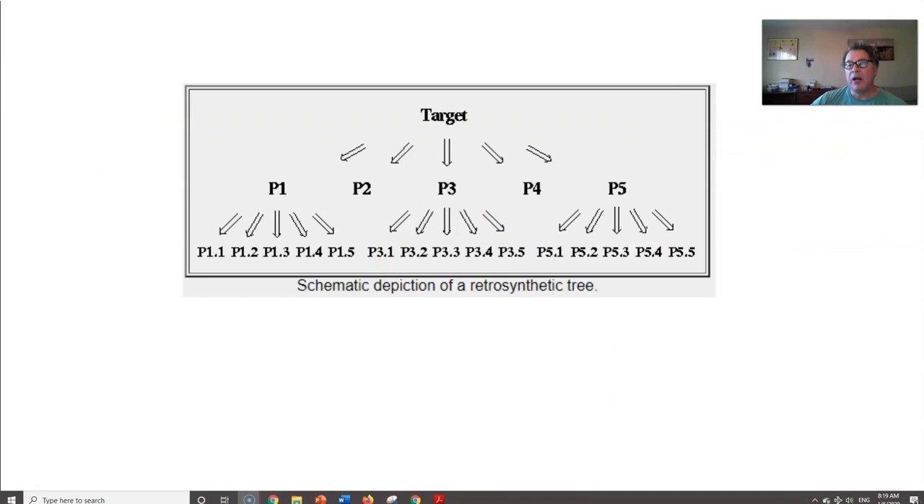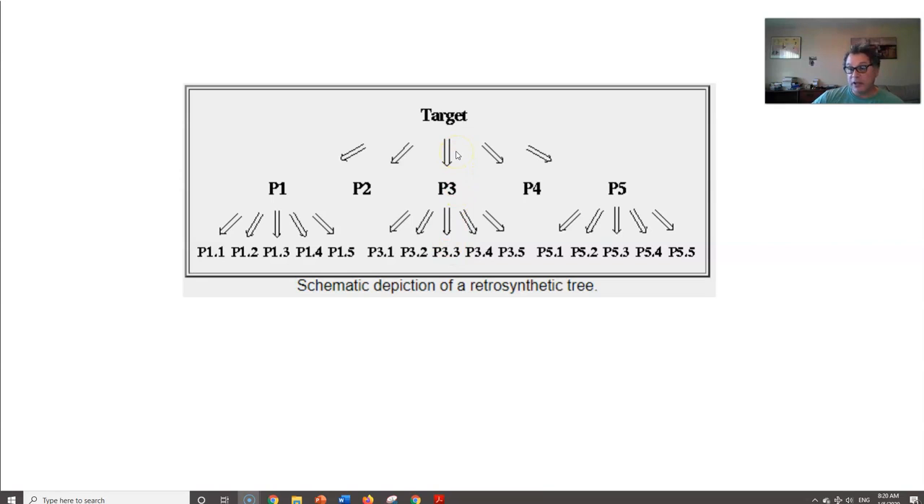And this is what Professor Corey pioneered. He pioneered the development of what's called a retrosynthesis tree. It's an upside down tree. If you picture an upside down tree, where you have the trunk of the tree, and then you have the branches of the tree and the leaves of the tree, and it starts to expand and get larger and larger as you go down. That's basically what we have.